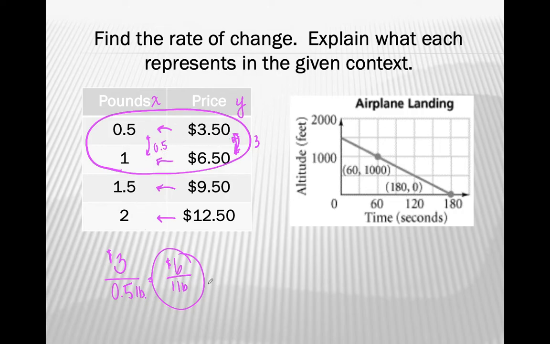So this is $6 per pound. That just means that it doesn't start at the origin. It starts somewhere else on the y-axis, and we'll study that a little bit more in the next few lessons.